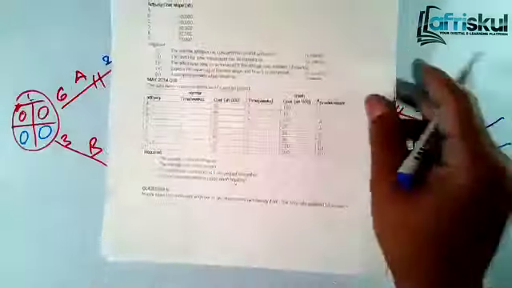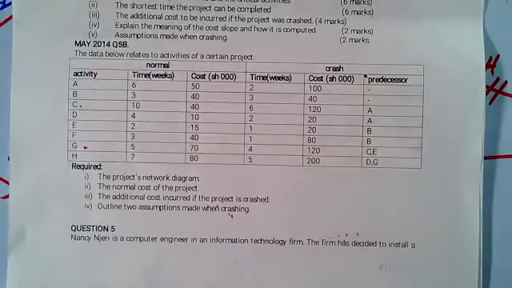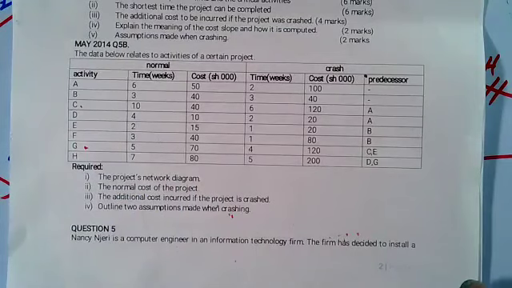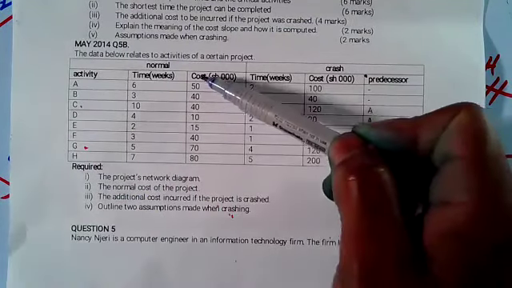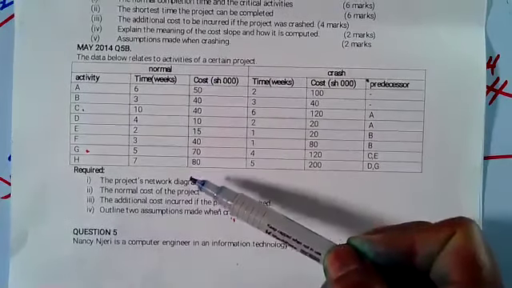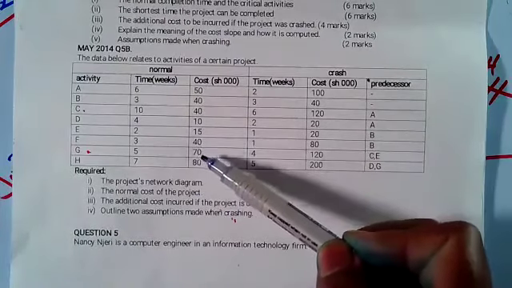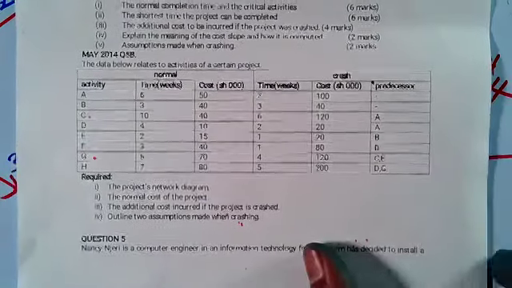So part 2 of the question, after the project network, was the normal cost of the project. How do we get the normal cost? You just add the total for the normal. That's 50 plus 40 plus 40, 10, 15, 40, 70, and 80. That's how you get the total normal cost. As simple as that.